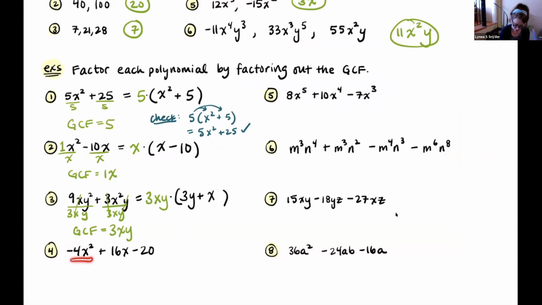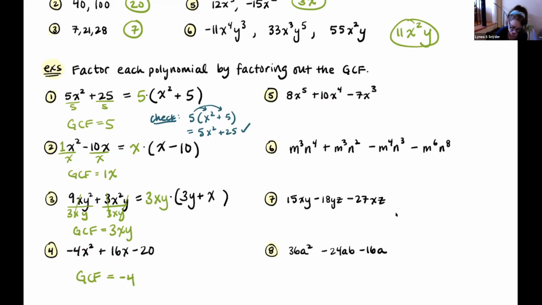So, I mean, we look at our three terms. We look at the numbers. We've got -4, 16, and -20. And finding the GCF of those numbers, well, think about the smallest number here, really, is the 4. So the biggest thing we could possibly take out would be 4. We want to check, does 4 go into 16 and 20? Yeah, I think so, right? So the GCF here we're going to take out is going to be a -4.